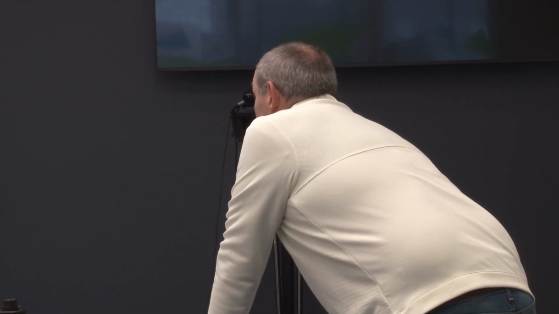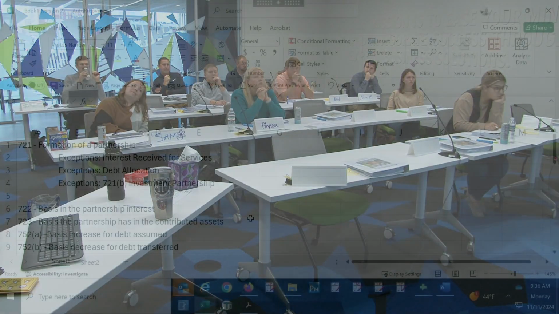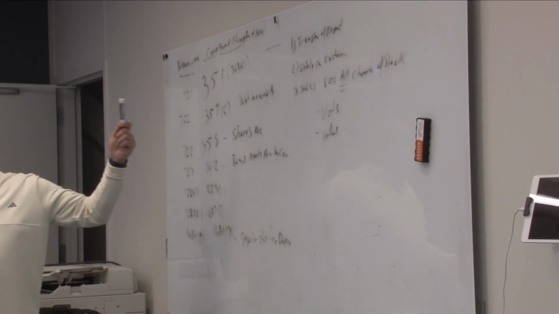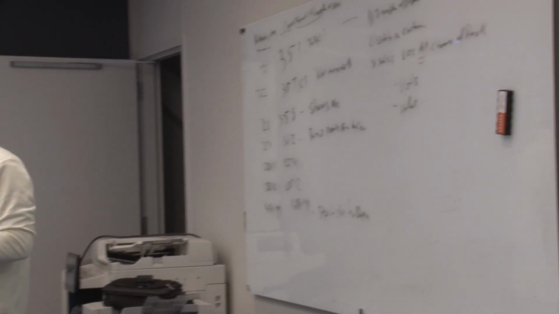So let's go back to, I don't think I'm going to need that anymore. Where was I at? That's on the spreadsheet, right? Yeah. Okay, 752A and 752B. Okay, and I said it loosely correlates to 357C. And we're going to talk about recourse debt and all this other stuff. I don't care.